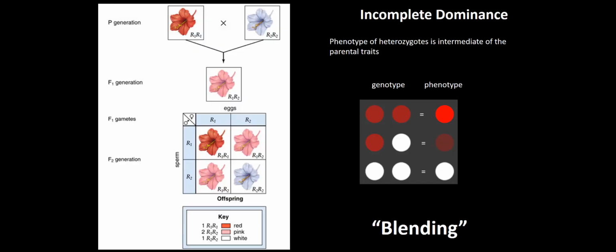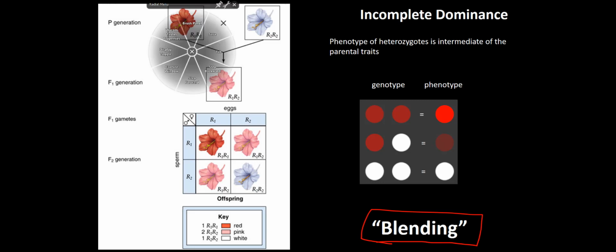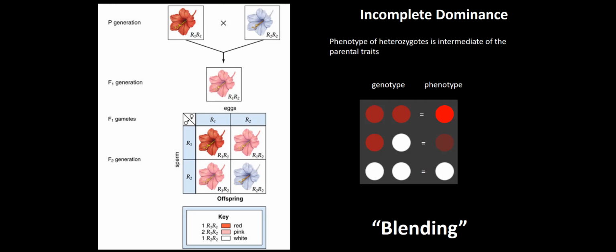Incomplete dominance, which gives the phenotype that we would see in blending, is when the heterozygote has an intermediate phenotype. So there's three phenotypes. For example, in this particular flower, we have a red flower and we have a white flower. And when you allow those to hybridize or cross-pollinate, you get a pink flower, just like in blending.